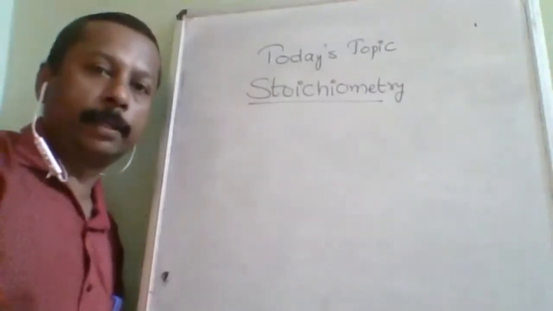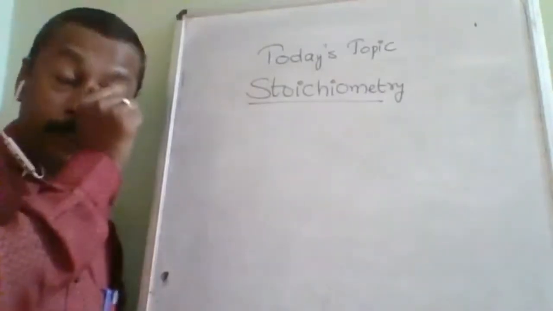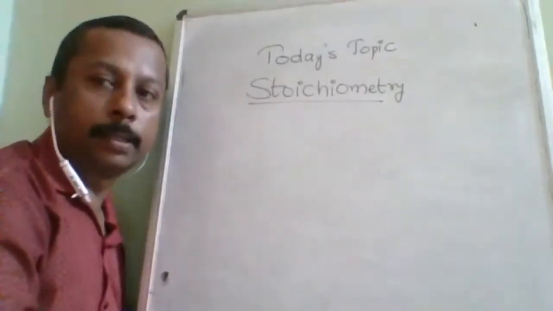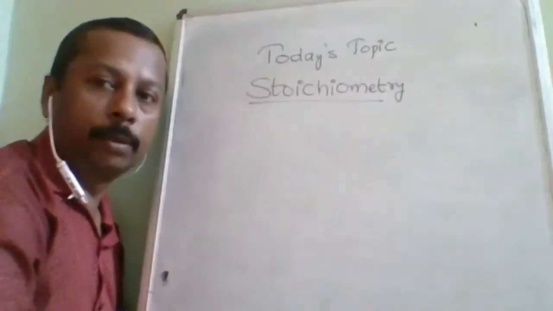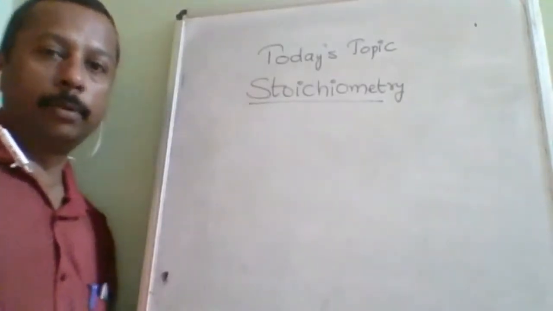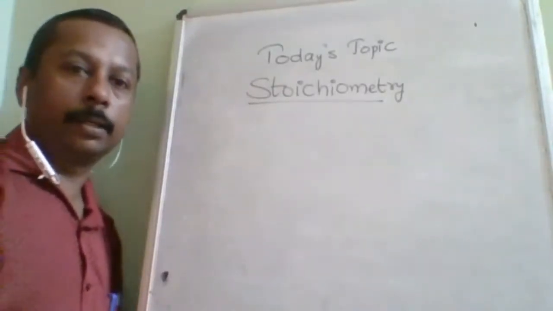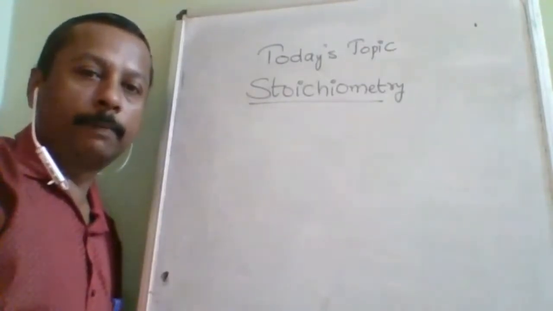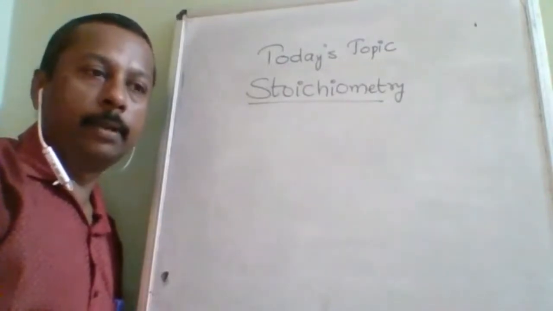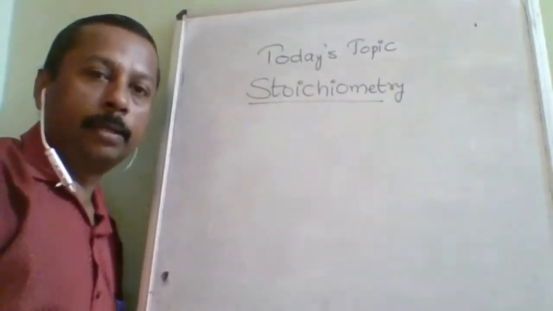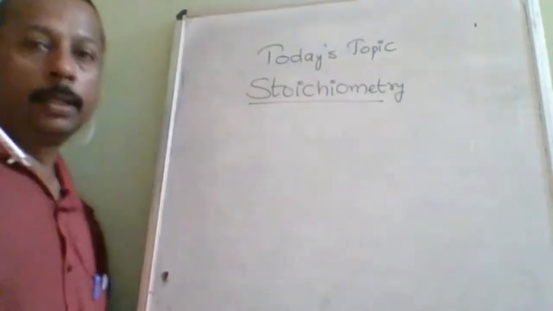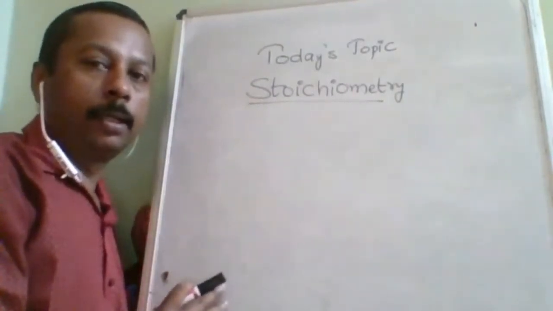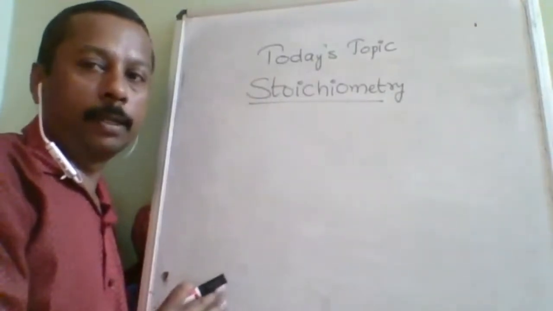Okay, now today's topic is stoichiometry. Stoichiometry is just the application of the mole concept to the complete reaction. When you apply the mole concept to an individual molecule or individual ion, then we can also apply it to the entire reaction. If you are able to apply it to the entire reaction and identify the product, then such a topic is called stoichiometry.